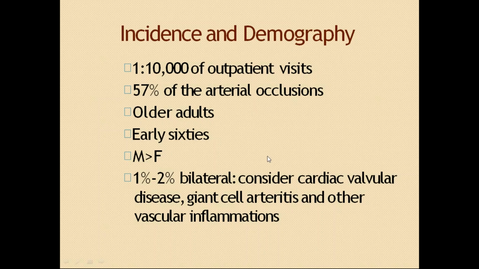Early in the 60s is the most common age. Males have more incidence when compared to females. 1 to 2% are bilateral. Usually bilateral is very rare; the patient will have unilateral only. If the patient has bilateral disease, then you have to consider cardiac valvular disease, giant cell arteritis, or any vasculitis. If the patient has bilateral disease with giant cell arteritis as the main entity, then it is arteritic central retinal artery occlusion.